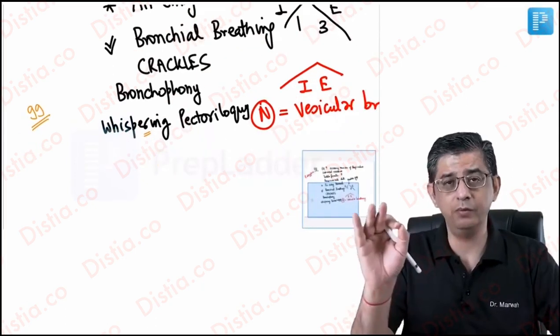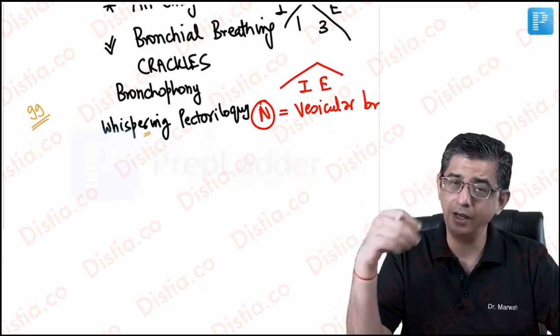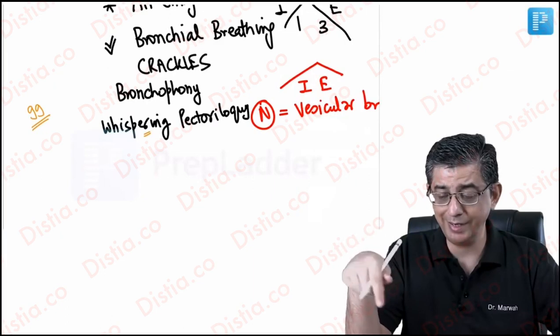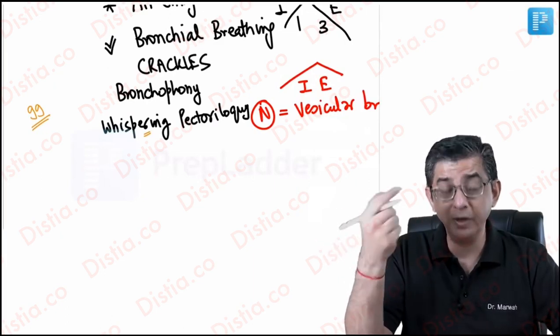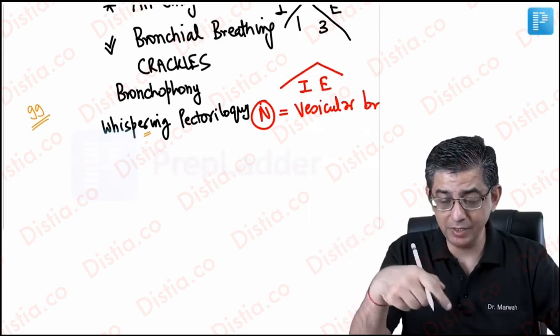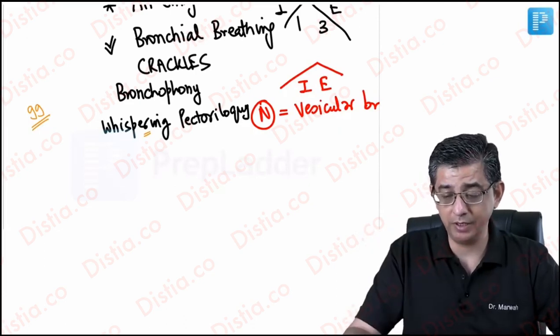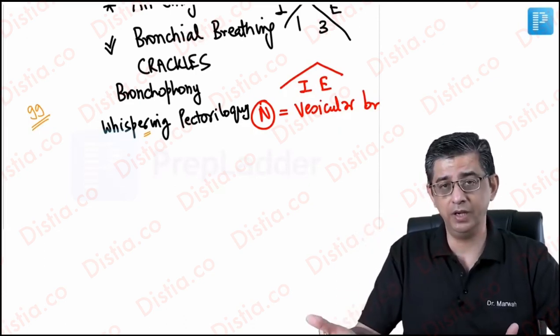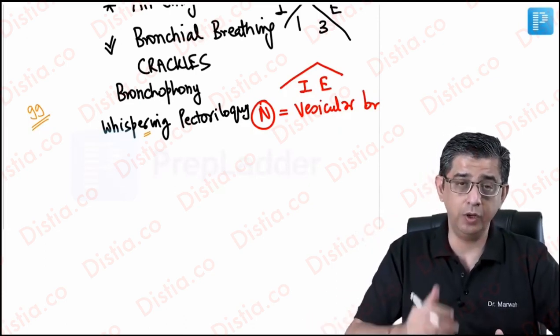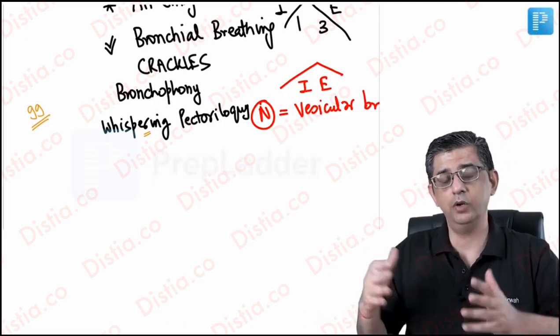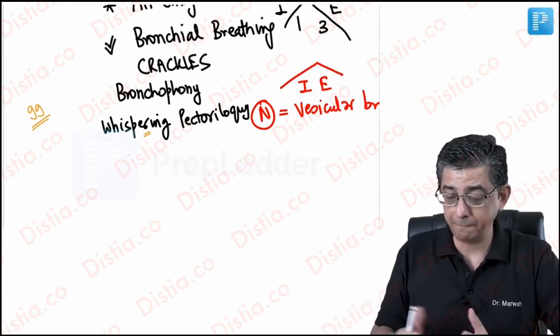Both of these, the concept-wise are the same. Lung is solid, conduction will be relatively better. It is just that the intensity of sound that the patient will produce while saying the word 99, 99 will be slightly different. The word whispering simply highlights that the patient is talking below the routine threshold of what a normal person in the same room can hear.